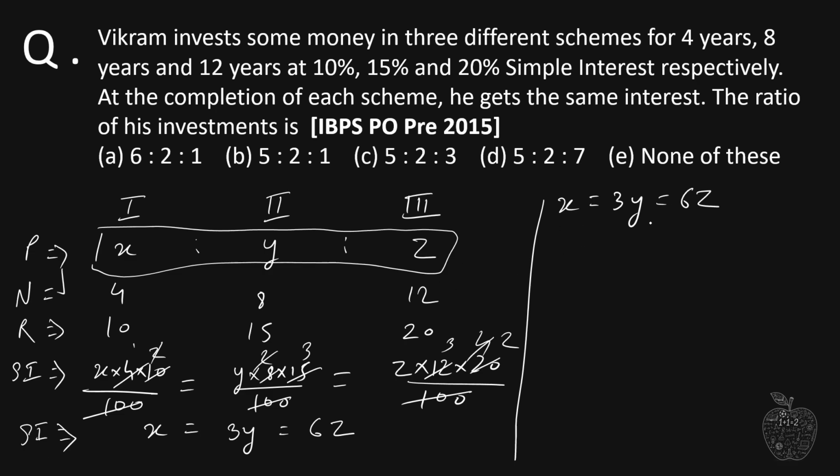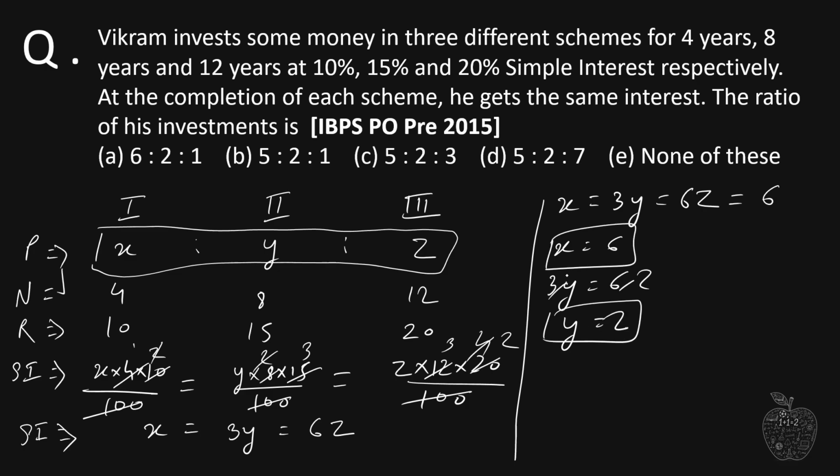Now how will we find the ratio of X is to Y is to Z? What I'll do is find the LCM of 1, 3 and 6. What is the LCM of 1, 3 and 6? It is 6. So I'll equate all these 3 values with 6. So now we get X is equal to 6. We equate 3Y with 6, we get Y as 2. So we got X as 6, Y as 2, and we equate 6Z with 6, we get Z is equal to 1.